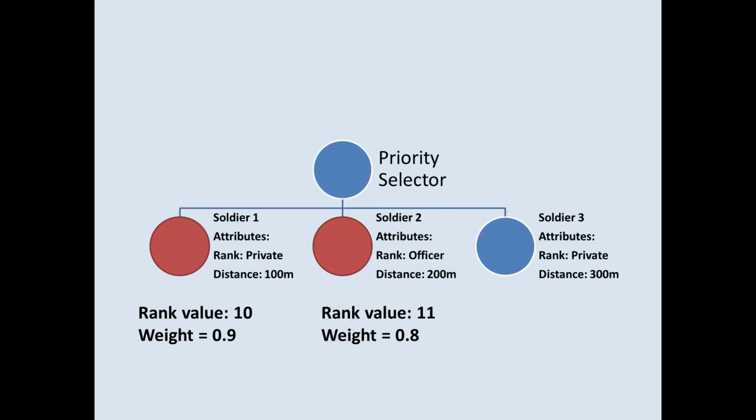So going back to our example, the priority selector is essentially just choosing which one based on their rank value and their weight. So we've decided that the officer has rank 11, so that means that his military rank denotes that our category value is 11, and his distance gives us a function that returns the value of 0.8. So we then do it for soldier 3, and his weight is 0.5 because he's obviously further away.